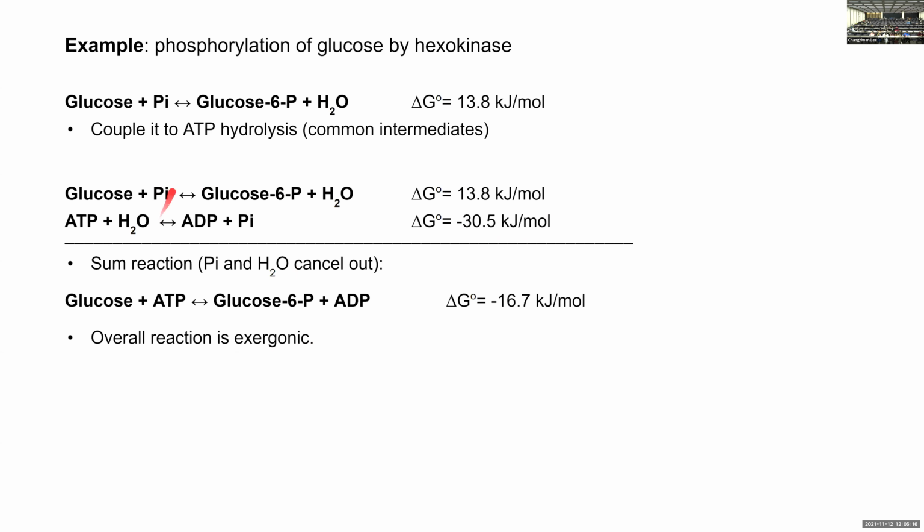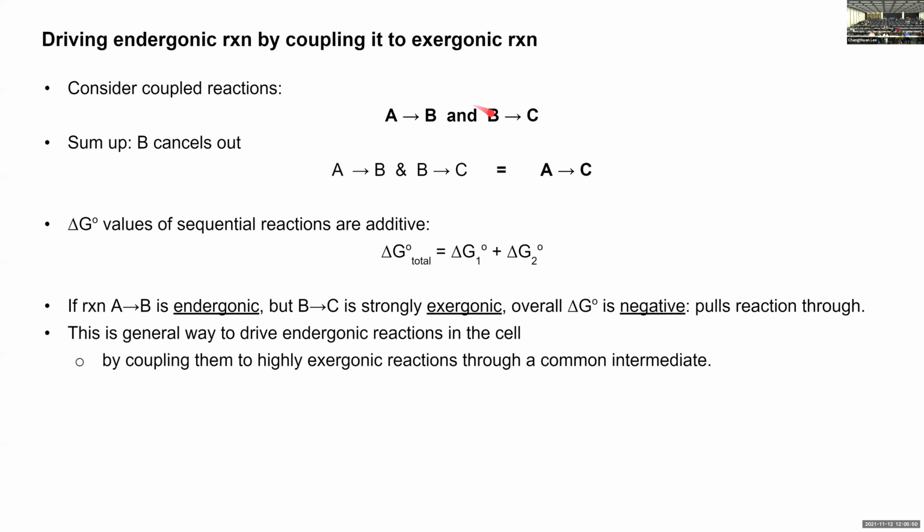So in these two reactions, what are the common intermediates? Is it glucose, or phosphate, or glucose 6-phosphate, or the water molecule? Exactly. So there are two common intermediates involved here, which are inorganic phosphate and the water molecule, which are just used in the middle and then eventually disappear, right? So it's the same as A to B, B to C, and then you see A to C, and you don't see B there.